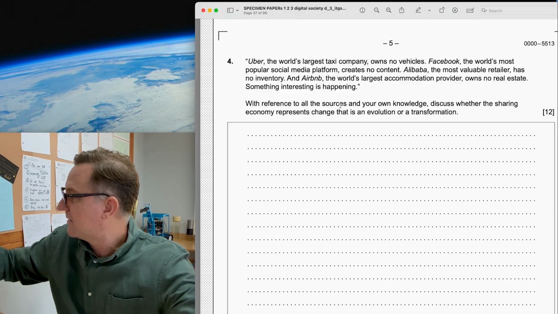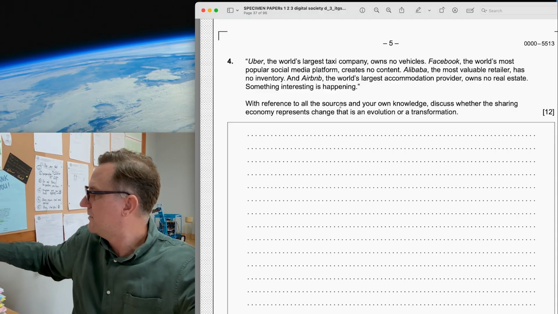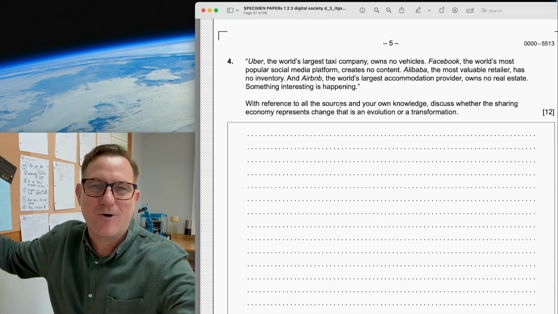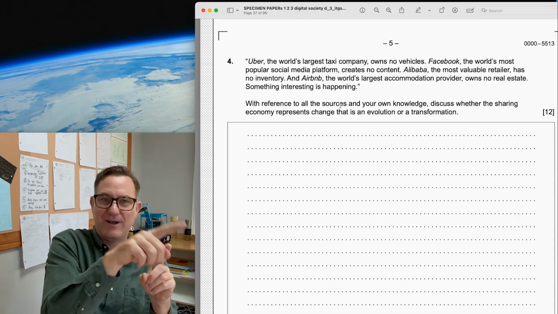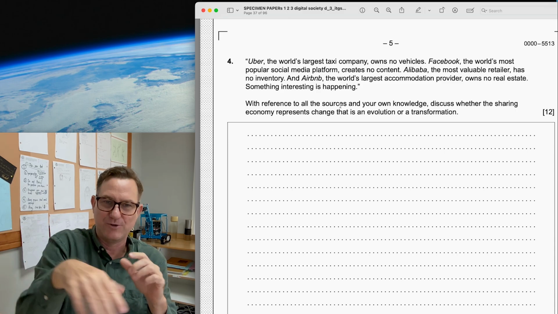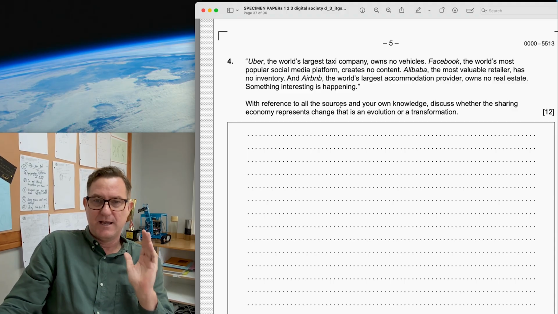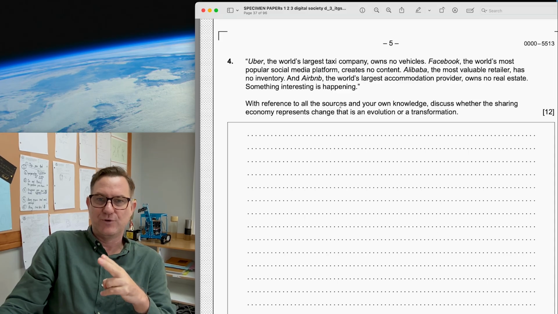If I look at my chart here, I don't have discuss, because this is an MYP command term. I'm going to get to discuss and all the command terms a bit later, so I'll talk about that later. But you need to discuss. Now, what are you discussing? Whether the sharing economy represents change, that is an evolution or transformation.